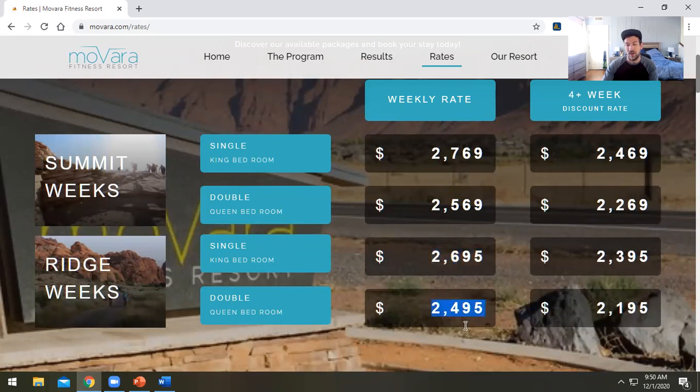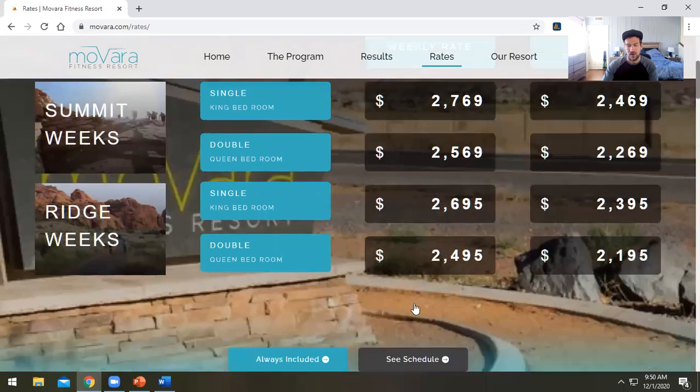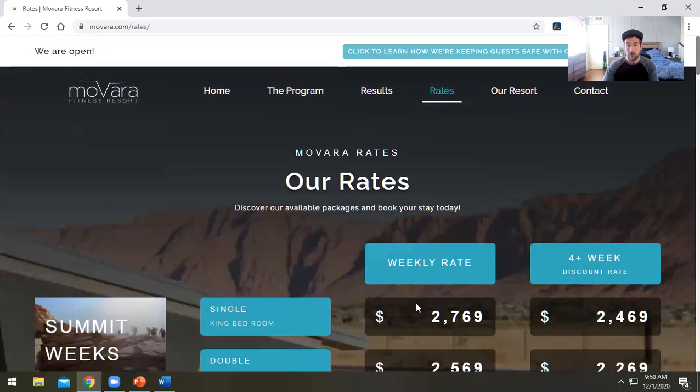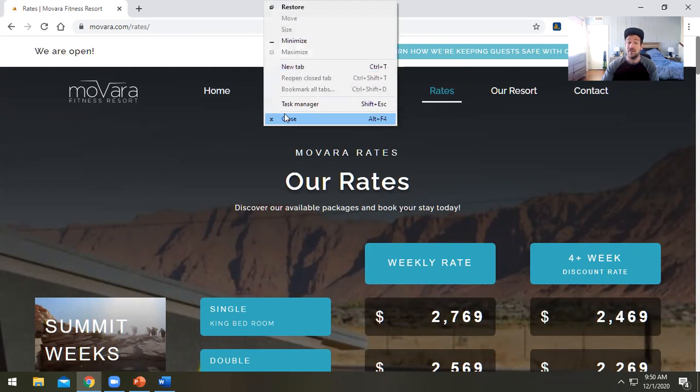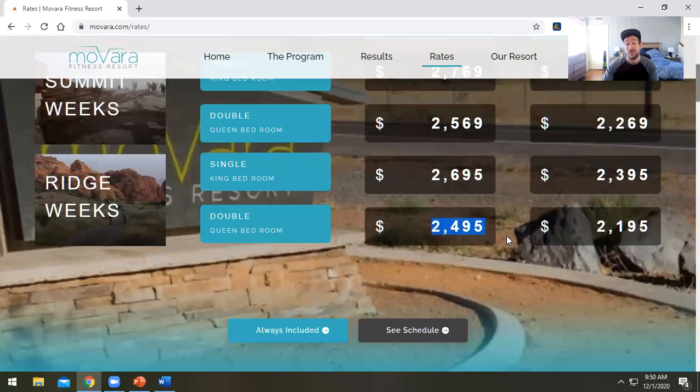For a queen, it's $2,500. That's about as cheap as it gets, right? $2,500 for sharing a room with another guest, right? You're in a double room. Pretty freaking pricey, right? But it's actually not as bad as it seems.